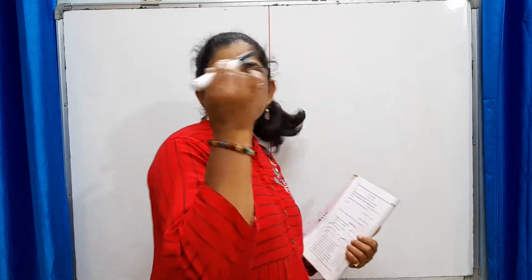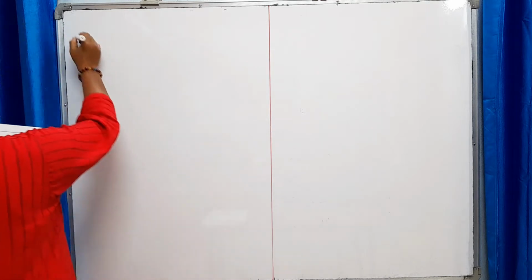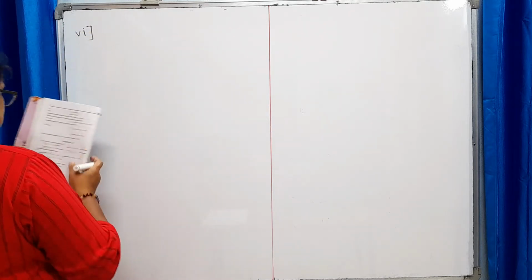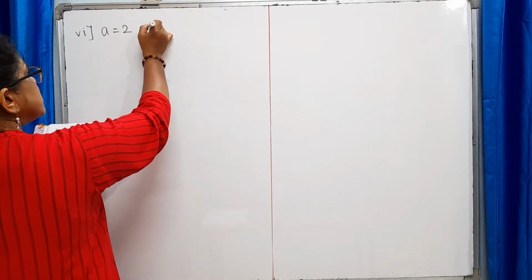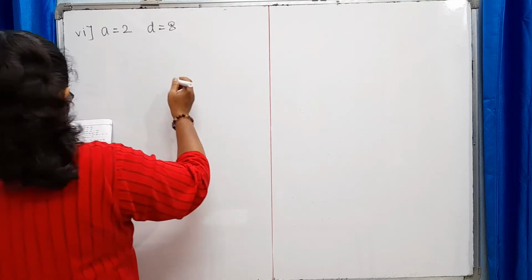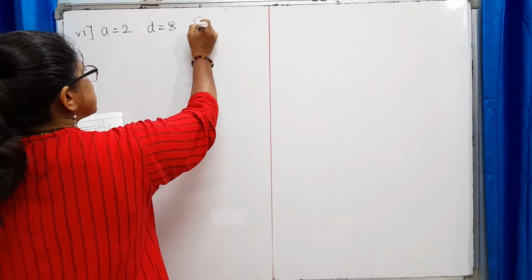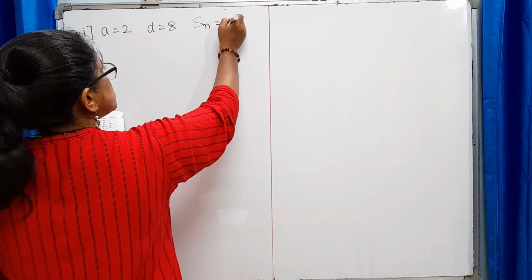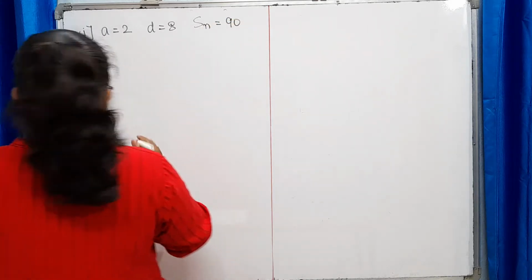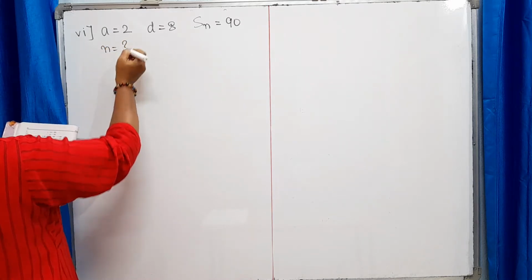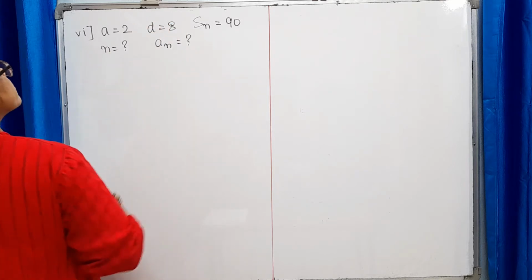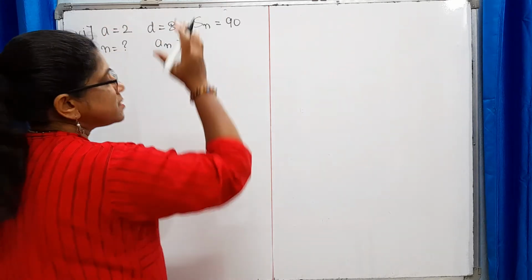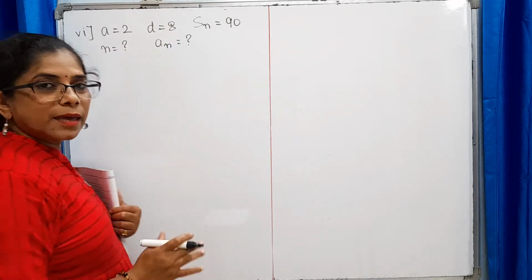So now let's start the 6th sum. 5 sums are done, so we will start 6th sum in this video. 6th sum. Now here they have given a is equal to 2, d is equal to 8, Sn is equal to 90, and we have to find n, and we have to find an. So here a, d, Sn is given. We have to find n and an.